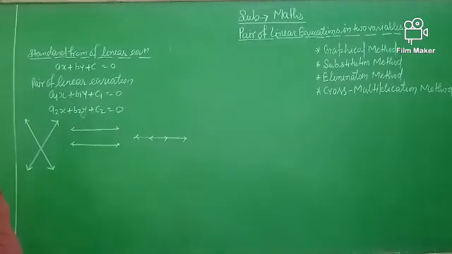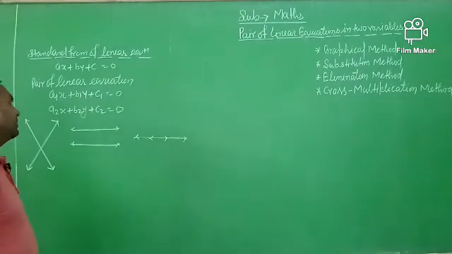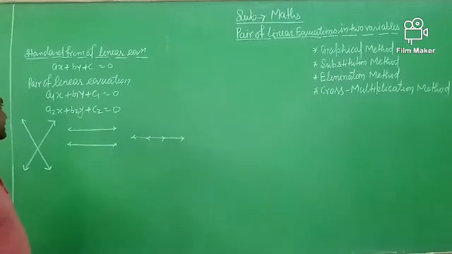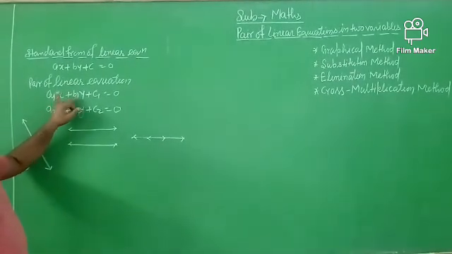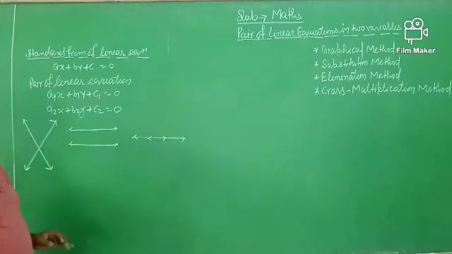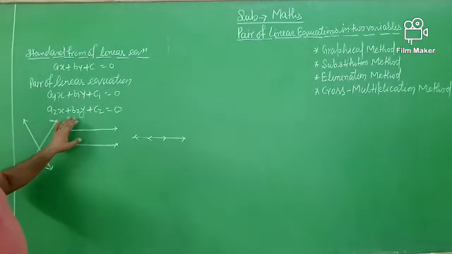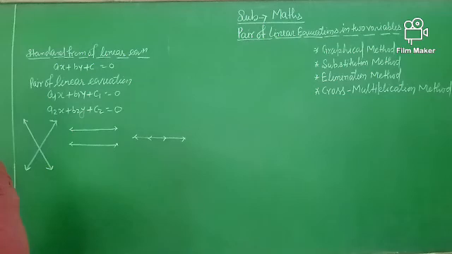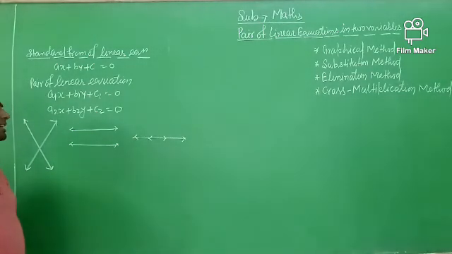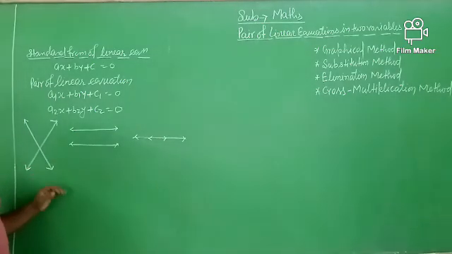Suppose you want to take a pair of linear equations in two variables, then you write it like this: a1x plus b1y plus c1 is equal to 0, and a2x plus b2y plus c2 is equal to 0, where a1, b1, c1 are constants, a2, b2, c2 are also constants, and x and y are variables. Here there are two variables x and y, so it is called a pair of linear equations in two variables.